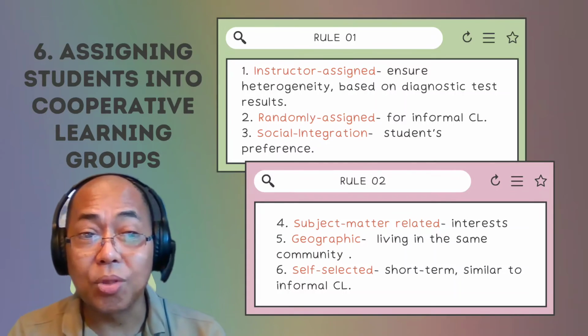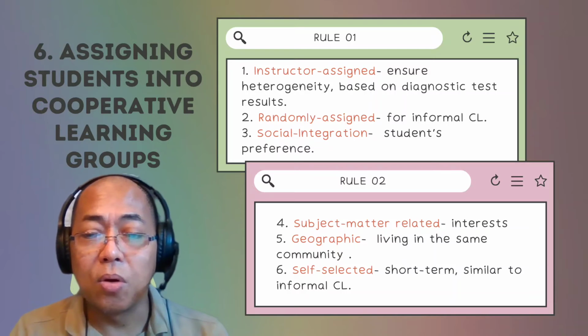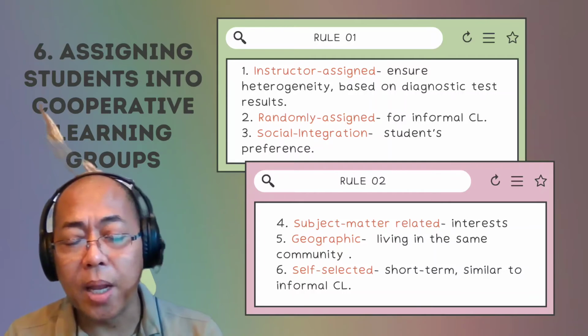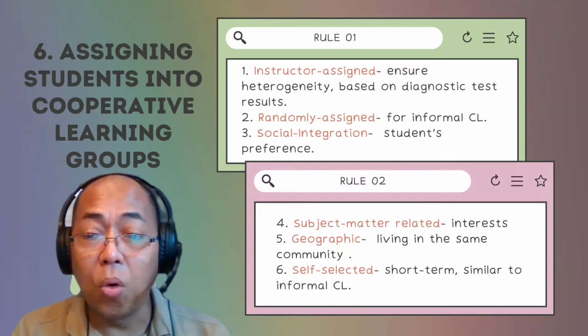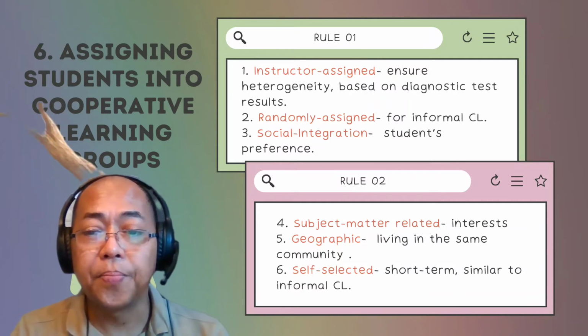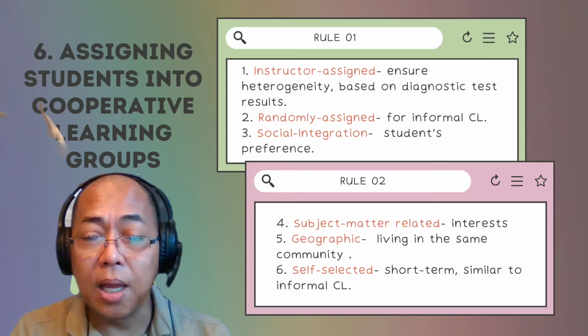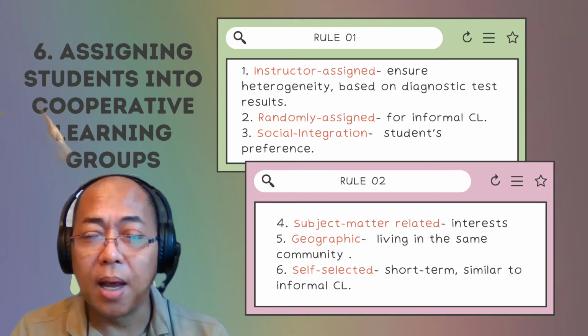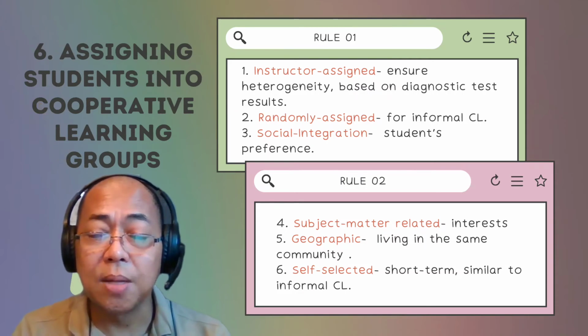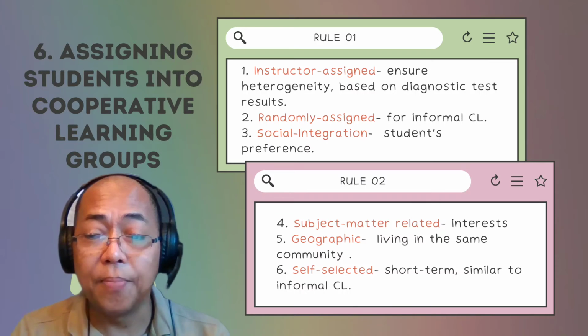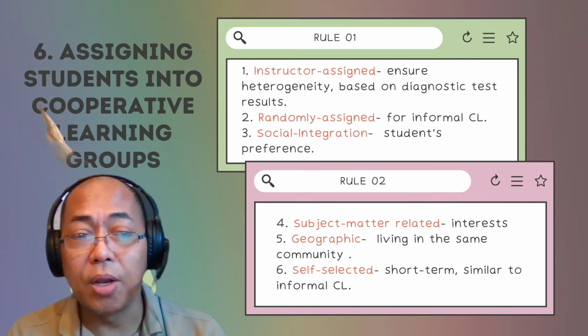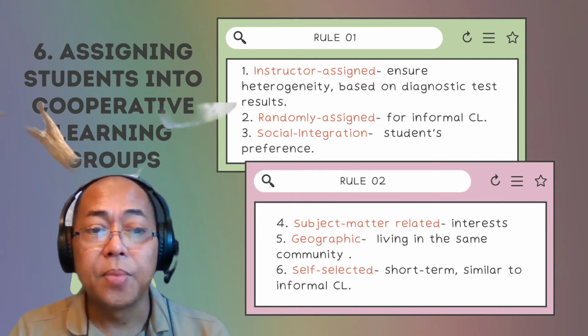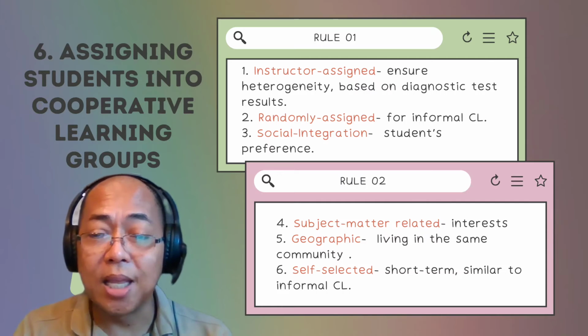First one is instructor assigned groups. Especially if you are planning to organize a home-based grouping, you can assign students based on this format. So you come up with probably a diagnostic test, and based on the result of the test, you assign students into the different learning groups. Second is randomly assigning groups.